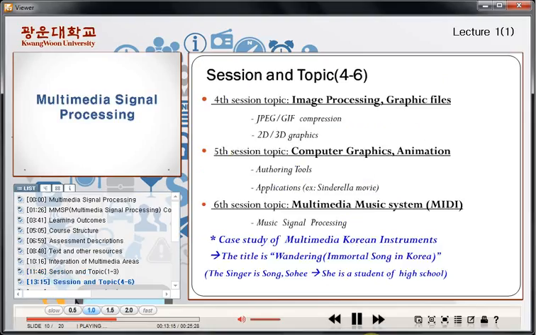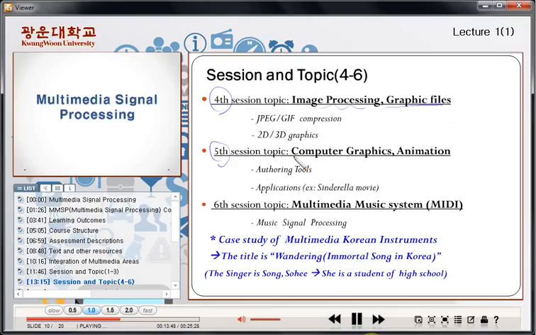And session 4. The fourth session topic is image processing and graphic files. Here, JPEG and GIF compression are used for image processing, as you know, and the graphic files are used for two-dimensional and three-dimensional graphics. And the fifth session topic is computer graphics and animations.